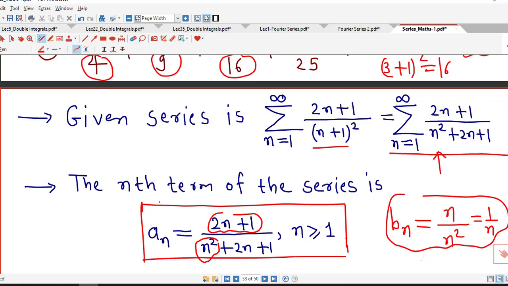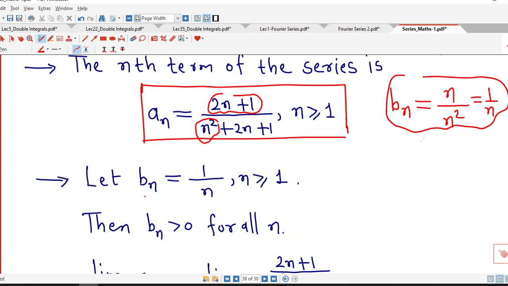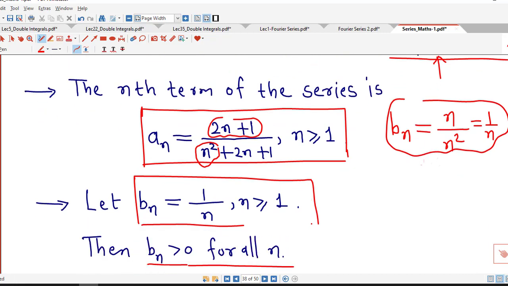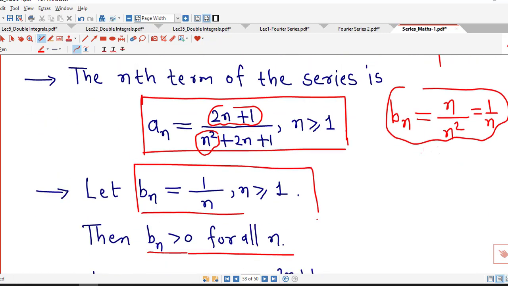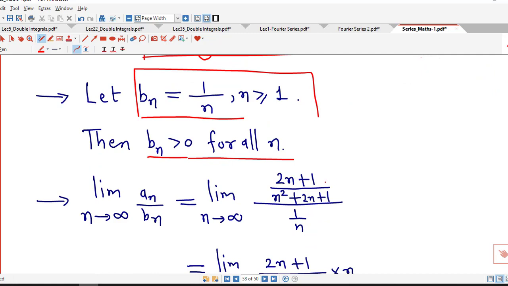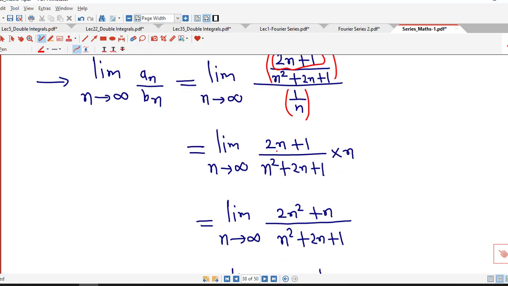So whenever we are applying the limit comparison test, and if our nth term is a division of polynomials in variable n, then we will select Bn in this way. So here we consider Bn equal to 1 by n. So we can see that Bn is also positive for all n. So sigma an and sigma bn are both positive series, so we can apply the limit comparison test. So now we take the limit of an upon bn. An is (2n plus 1) over (n square plus 2n plus 1) divided by 1 by n. So in the next step, this 1 by n, if we take it in the numerator, it will multiply with 2n plus 1. So that is (2n square plus n) divided by (n square plus 2n plus 1).